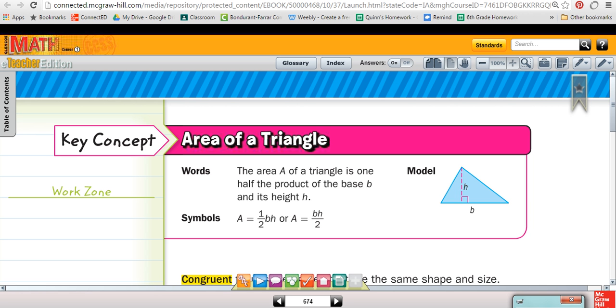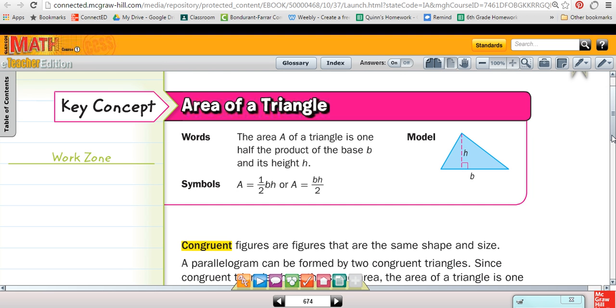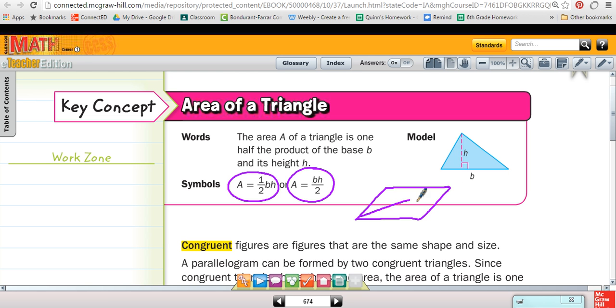So you notice on page 674 that they're talking about this key concept of the area of a triangle. You'll notice that there are 2 formulas that we can use, just like we had in our IMB. We can use half of the base times the height, or we can use base times height divided by 2. And this is true because remember yesterday when we created that parallelogram, and then we cut it in half, okay, and we separated it. We know that to find the area of a parallelogram, we do base times height. So if I do the base times the height in this figure, I'm going to get the whole parallelogram. Well, a triangle is really half of this parallelogram.